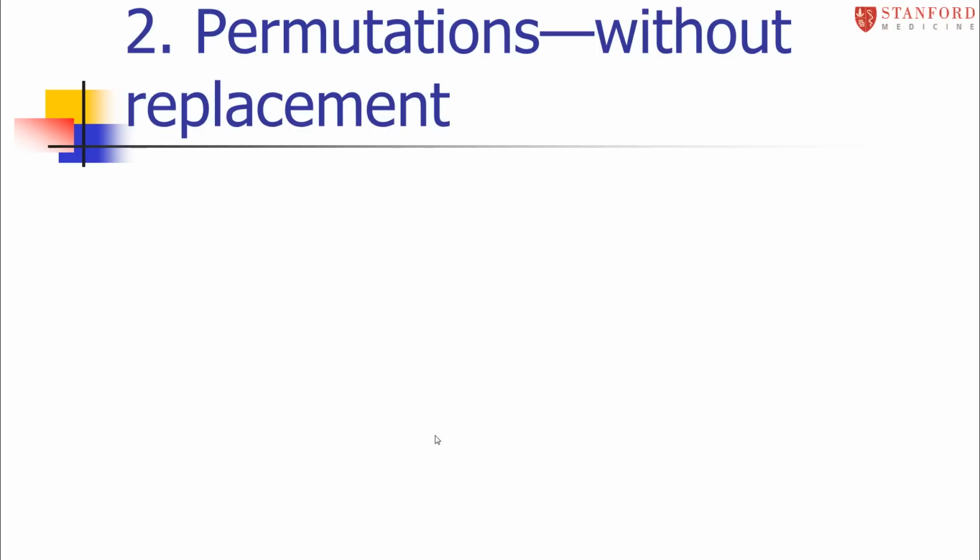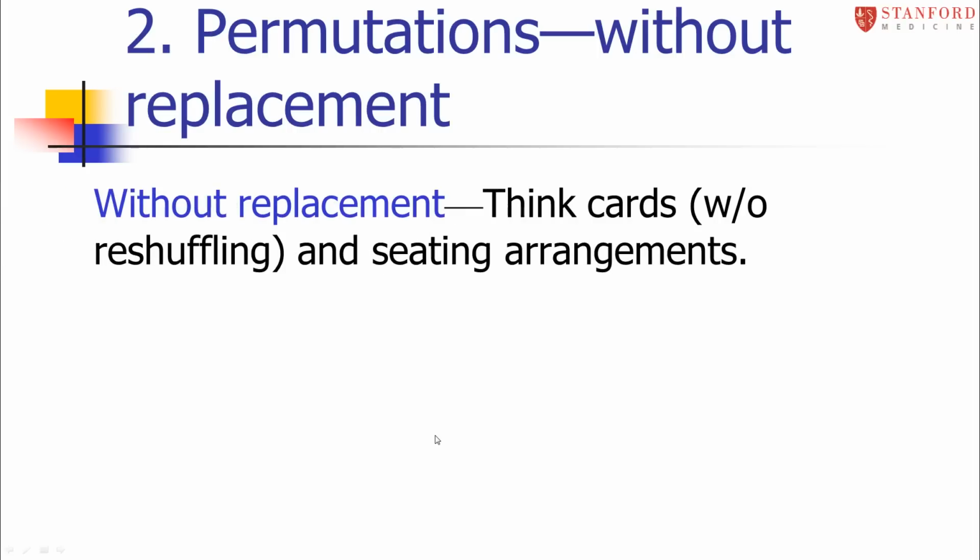All right, now moving to permutations without replacement. These are things like cards. So again, once you draw the card out, unless you reshuffle them, that card is gone. A lot of the examples that get used in basic statistics courses with permutations are seating arrangements. So we're going to use some seating arrangements.